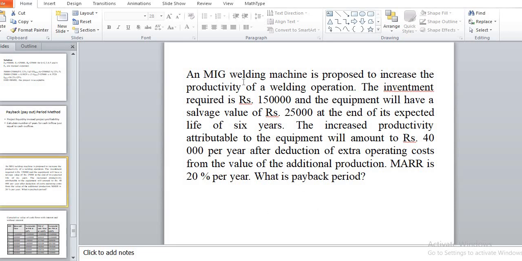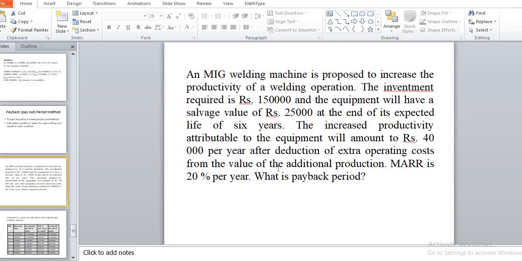Here a MIG welding machine is proposed to increase the productivity of the welding operation. The investment required is rupees 1,50,000 and the equipment will have a salvage value of rupees 25,000 at the end of its expected life of 6 years. The increased productivity attributable to the equipment will amount to rupees 40,000 per year after deduction of extra operating cost from the value of the additional production. MARR is 20% per year. What is the payback period? Here they ask to find the payback period.